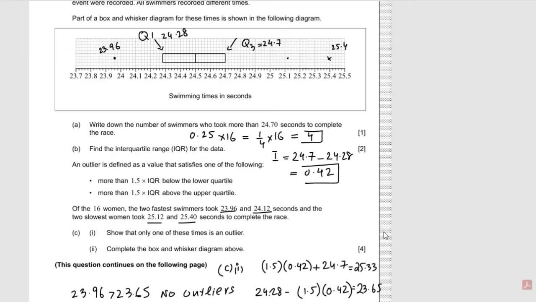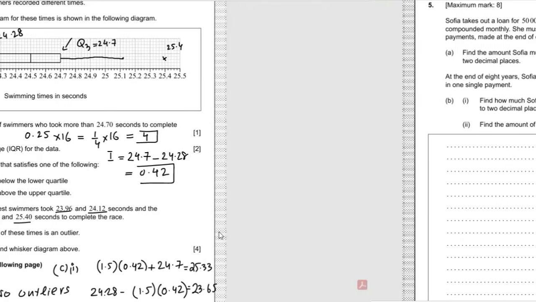In your exam, you can use a scale to complete it. My annotator just doesn't give me a nice line, but I'm trying. They're not supposed to be curves, they're supposed to be straight lines. And that's it for this question.